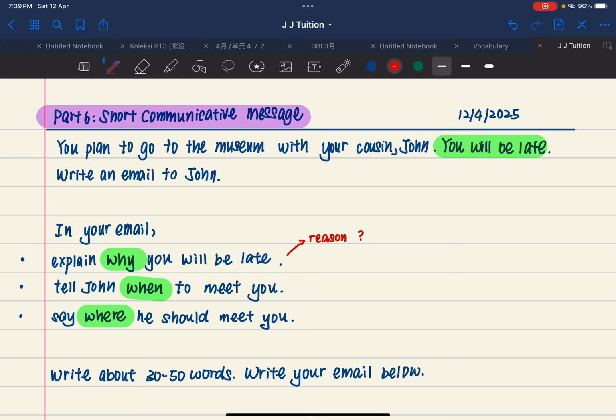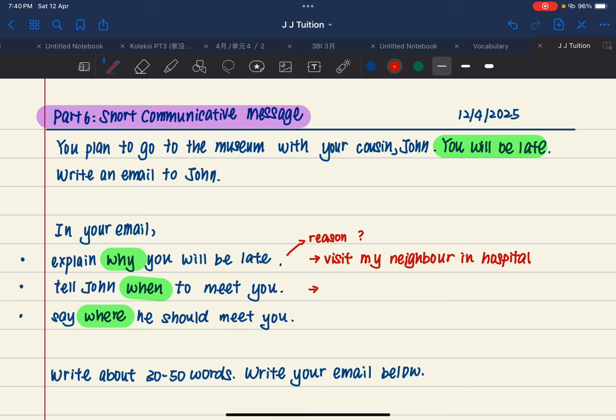Okay, let's think about it first. We can think of a reason, because we need to visit someone. Maybe you can write down visit my neighbor in hospital. So maybe you need to go to the hospital and visit your neighbor. Maybe you can give a name, maybe Mr. Phillips or something else. So this is the reason you explain why you will be late to go to the museum with your cousin.